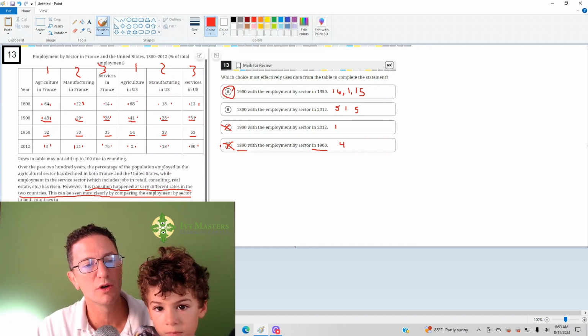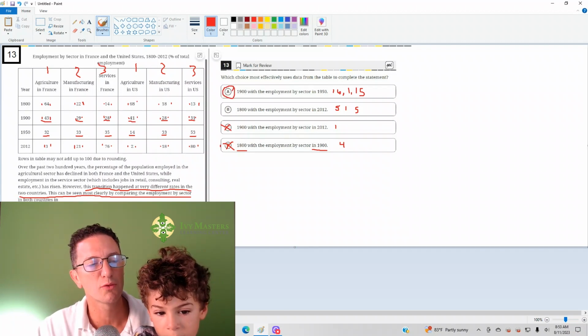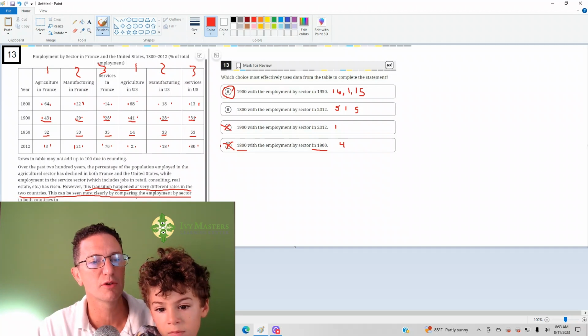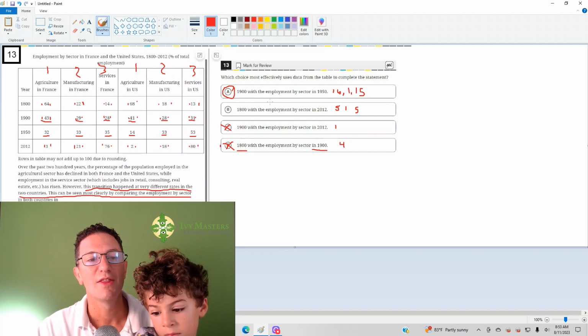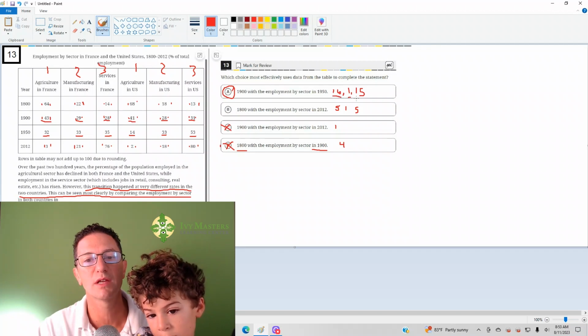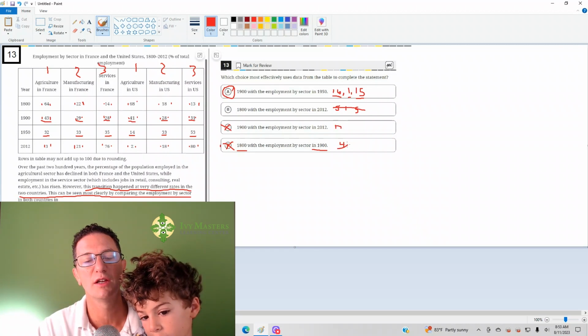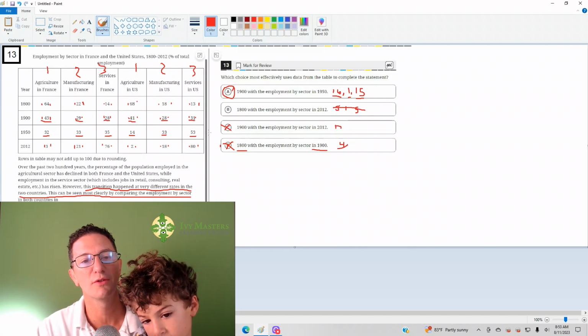Back to what the question was: the transition happened at very different rates for the two countries. It could be seen most clearly by comparing employment by sector in both countries. In 1900 to 1950, that's where you see the biggest difference. The changes differ by 16%, 1%, and 15%, which is higher than any of the other changes between any of the other years.